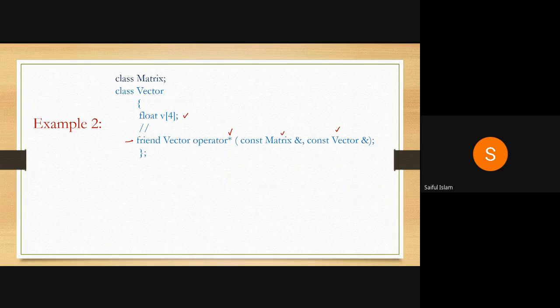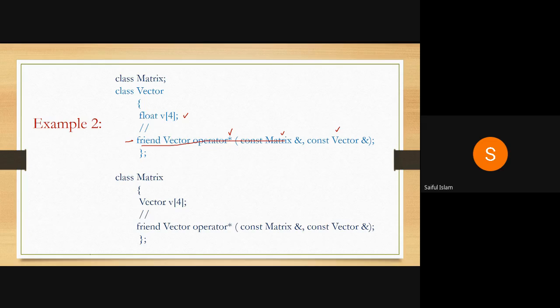If you're asking whether I can put it in one of the classes, I can't, because it is accessing a private member of two different classes. So I have to make this function a friend in both of them. So let's take a class matrix. Then you have a vector v4. Then you have a friend vector. Look at the declarations. Both the declarations are exactly the same. And now what is this declaration?